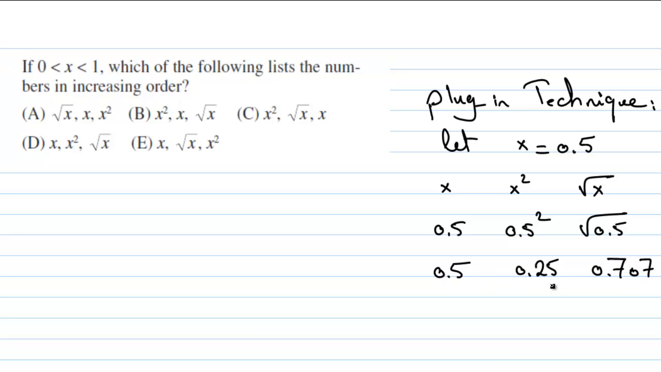Now put them in order. Can you do that? Ascendingly. Ascending means increasing order, starting from the least, which would be this one. So it's going to be 0.25, that would be x squared. And then comes 0.5, that would be x. Then comes 0.7, the radical. So in increasing or ascending order, we have x squared first, then x, and then radical x.